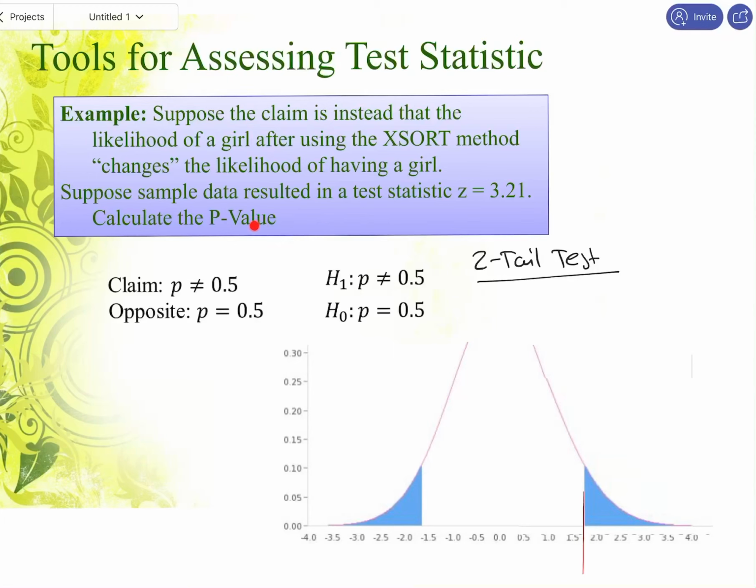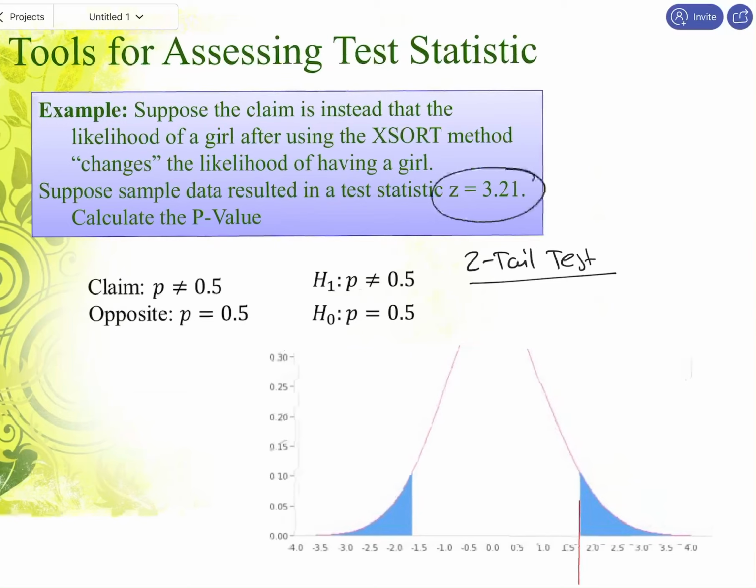Okay, in this problem, they would like us to calculate the p-value. So we're going to find the p-value here. Now this is the same z and same alpha that we had before. So we're still going to use z equals 3.21. The p-value is still going to be calculated, at least at the first part, by using our standard normal distribution table.